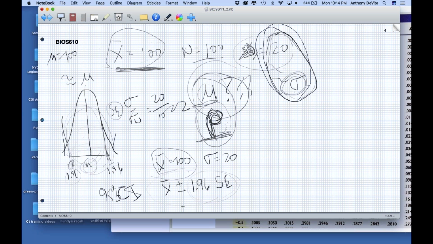So what's that going to be now? That's going to be X bar, 100, plus or minus 1.96 times the standard error. We already calculated the standard error is 20 divided by the square root of the sample size, which is 2. So I'm going to round this off and call that 4. So we're pretty confident that the true population mean would lie between 100 minus 4, or 96, and 100 plus 4, or 104.